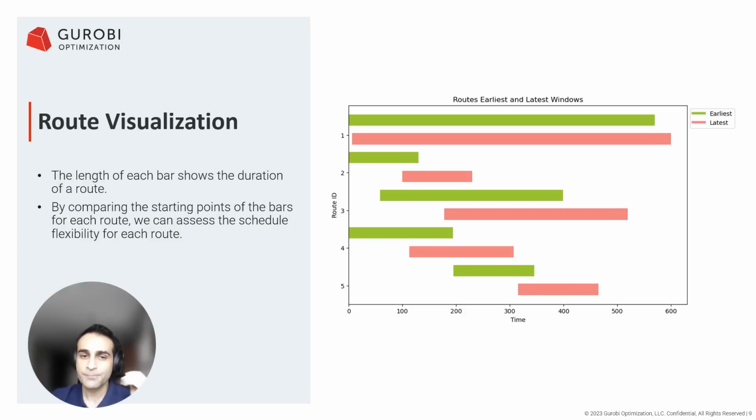But the question is, can't we do better here? If you look a bit more closely, then maybe you can spot an opportunity to use the routes' schedule flexibility and find a way to use 3 vans. And that's what we need to do using mathematical optimization.